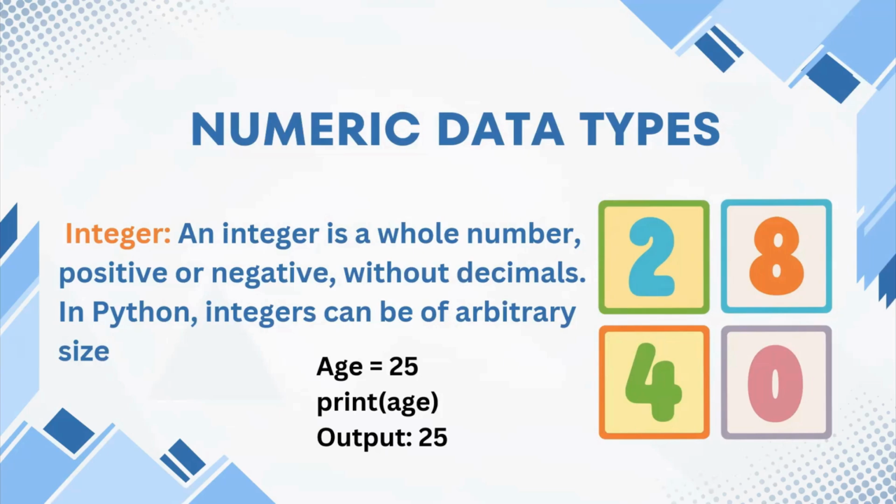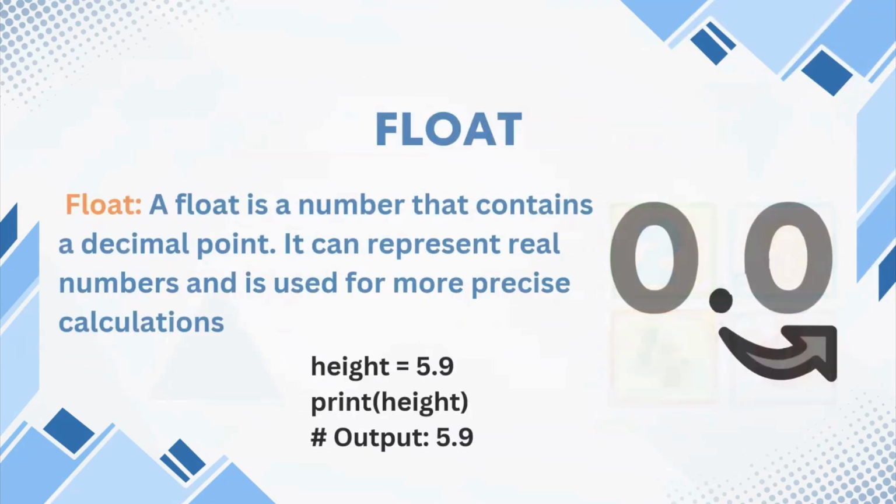Next, we have the float data type. A float is a number that contains a decimal point. It can represent real numbers and it is used for more precise calculation. For example, if you want to calculate the height of a person, or make a program for something which has a decimal value, then you need to go with the float data type.